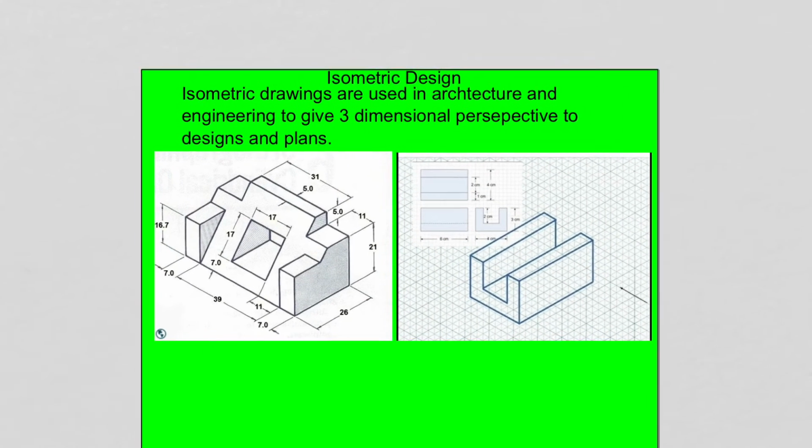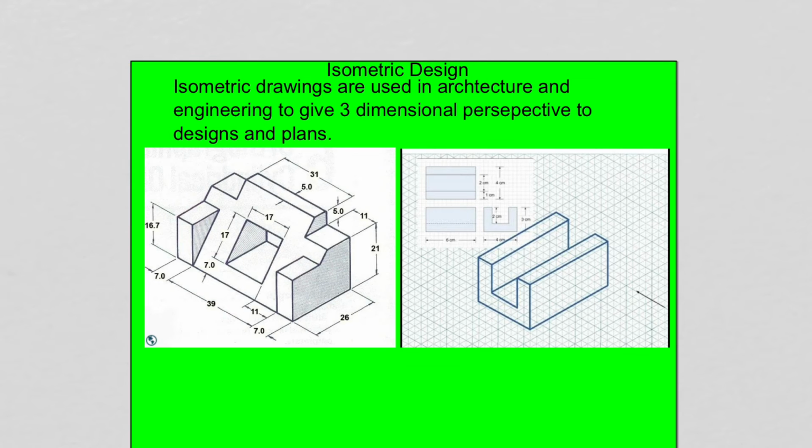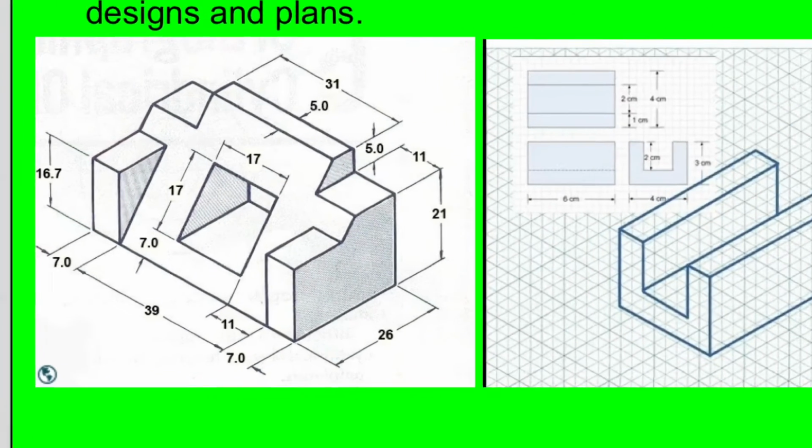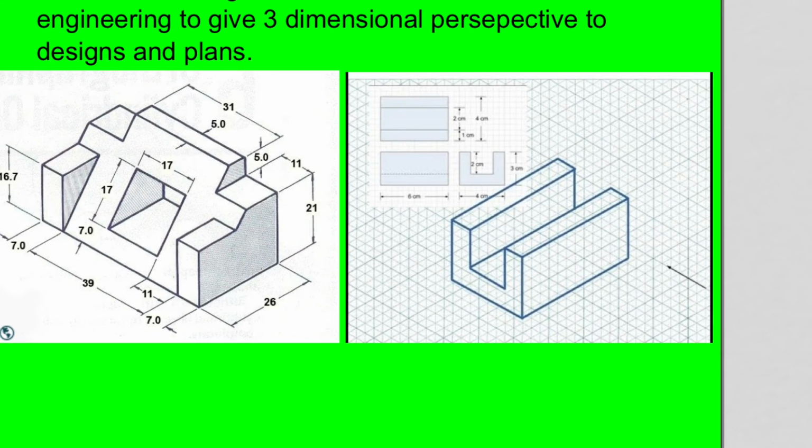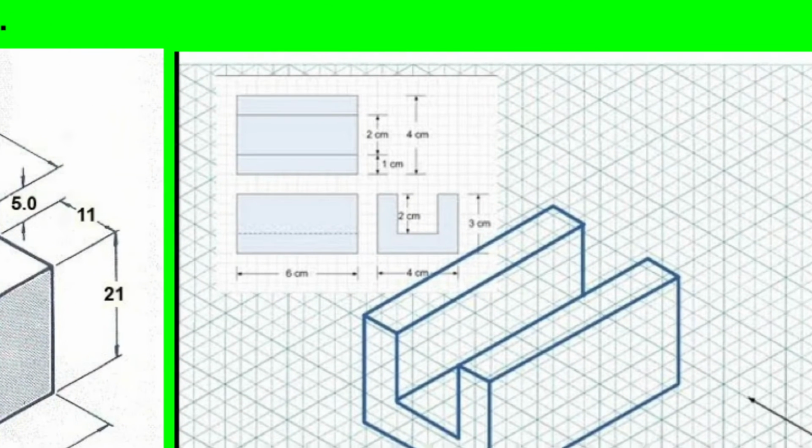Now, the next thing we did was something called isometric drawings, or we started doing this today. Isometric drawings are used in architecture and engineering to give three-dimensional perspective to designs and plans. And you might have seen things that look like this. This is an example of an isometric design, and this as well. So it gives you that three-dimensional perspective. And I like here on this one, if you notice, we've got a top, front, and side view, right?